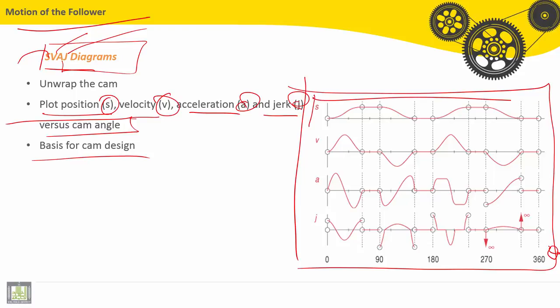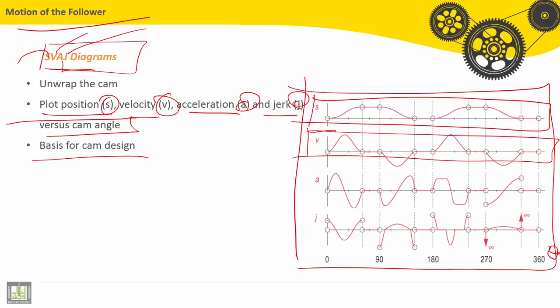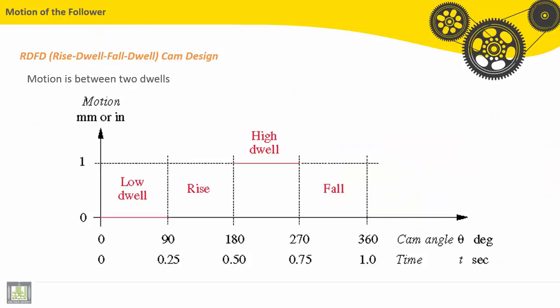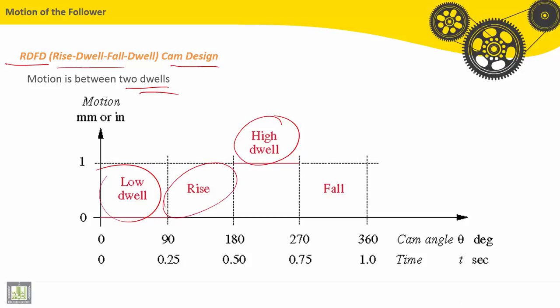Here we have the diagram of the position. Here we have the diagram of velocity, the diagram of the acceleration, and finally the diagram of the jerk. Let's see RDFD cam design. It means rise, dwell, fall, dwell, cam types. So motion is between two dwells. Here we have the low dwell, and here we have the high dwell. And between the first one and the last one, we have the rise phase and the fall phase.